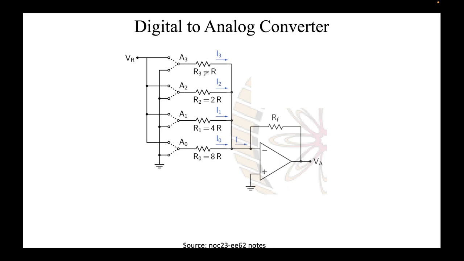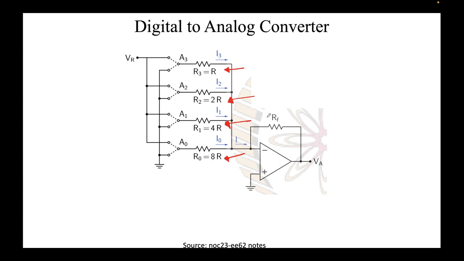So why weighted resistor? You can see that the weight is increasing twice for every bit. This is not an R-2R ladder. You can see 2R and then 4R and then 8R. In the first leg for the MSB, the weight is R, correct? For the second leg, weight becomes 2R. Third leg, 4R. Fourth leg, 8R. So if there was a fifth leg, it would have become 16R, correct?